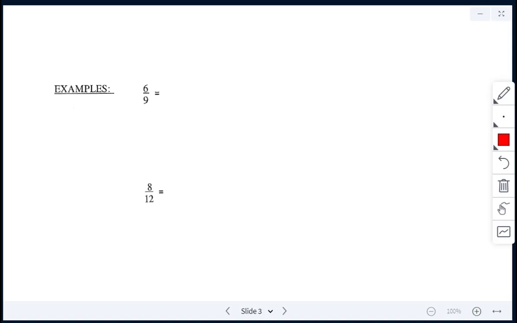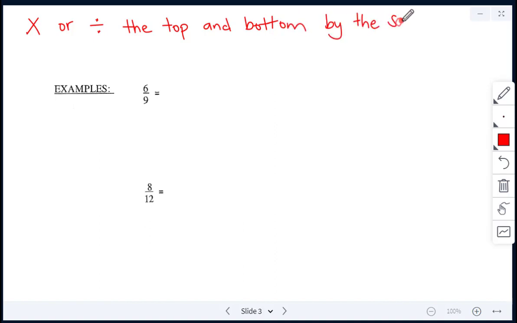We just have to multiply or divide the numerator and the denominator by the same numbers. Okay, so let me just write that out. So you're going to multiply, or you can divide, I'm just going to say top and bottom, just so I don't have to write out numerator and denominator, by the same numbers. It has to be the same. All right, so for example, we have 6/9.